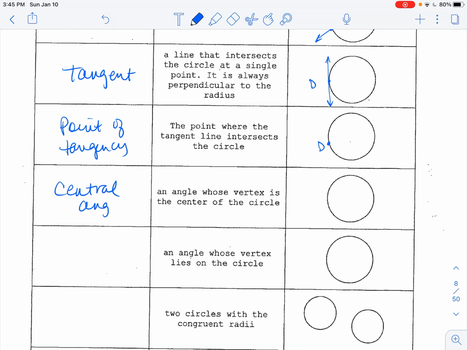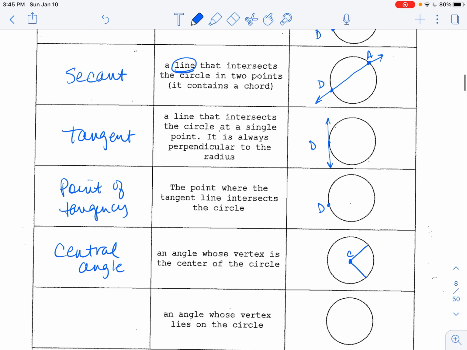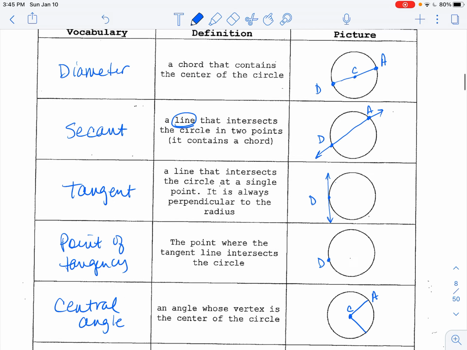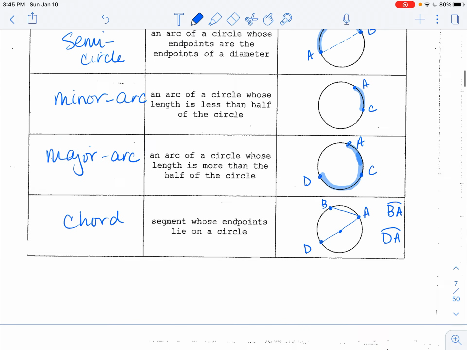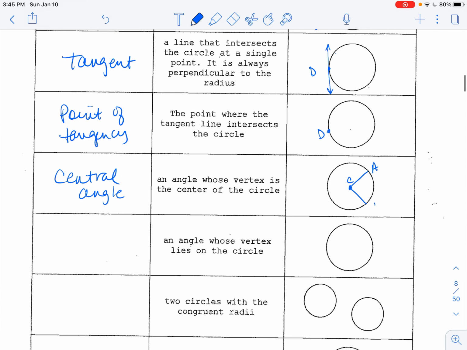A central angle is an angle whose vertex is the center of the circle. So as long as the vertex is at the center, that is your central angle. And let's see, I don't think I've labeled that one yet. This is an example of a central angle.